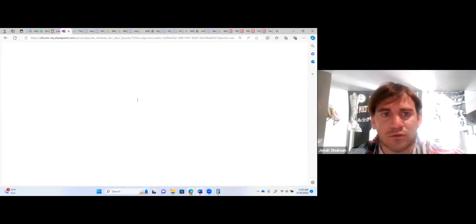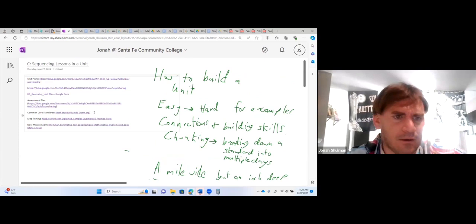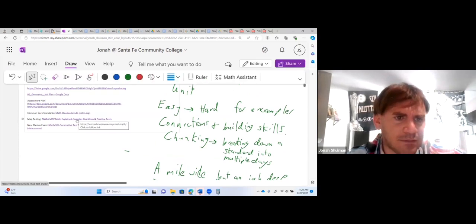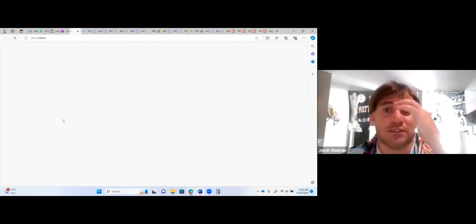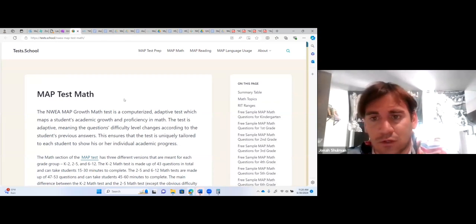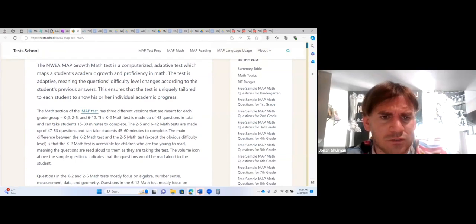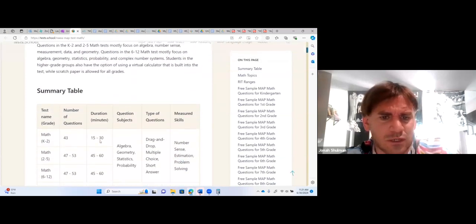as soon as my computer loads, here we go. All right, so let's look at MAP testing, and then we'll look at yours. So MAP testing is the one that's used a lot across the nation. It's got free sample tests, right? Sample test questions. It's usually used K through 2, 2 through 5. I've never really seen it 6 through 12, but it's usually used for the younger groups.